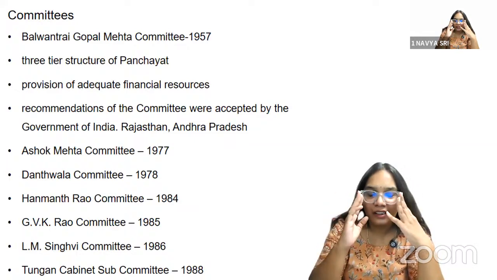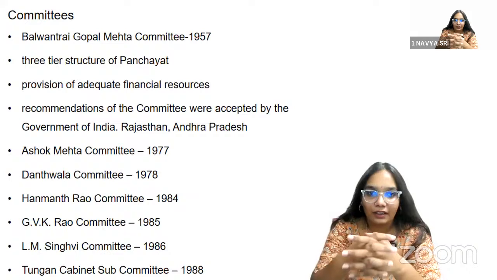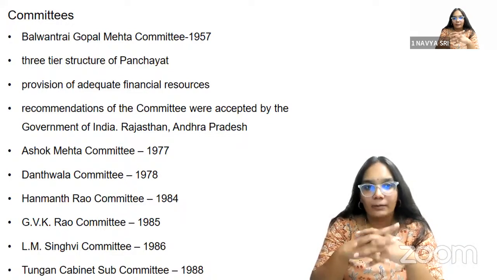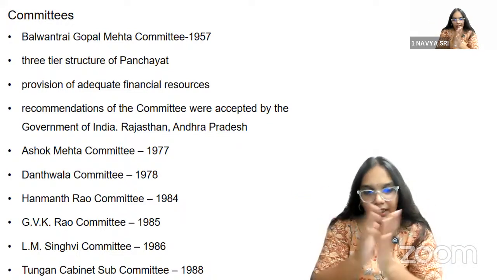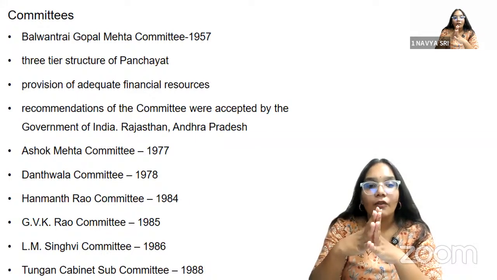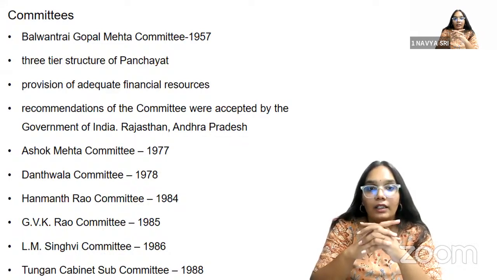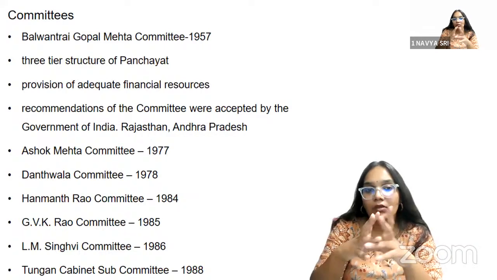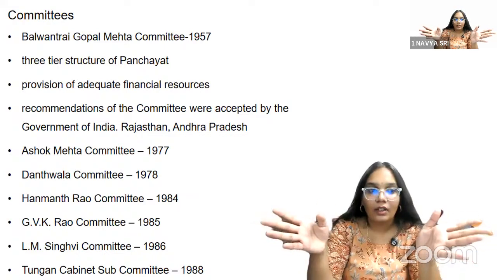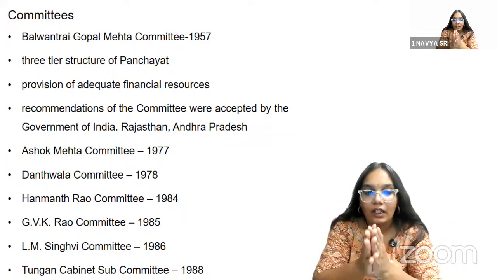Without adequate financial resources, what is the purpose of establishing it, right? So this committee specially called for resources to be devolved properly through the state to the panchayat systems. These recommendations were accepted by the Government of India, and Rajasthan was the first state to adopt the recommendations accepted by the central government, the three-tier structure and the provision of financial resources. The second state to accept the provisions of the Balwant Rai Mehta Committee's recommendations, 1957, was Andhra Pradesh.